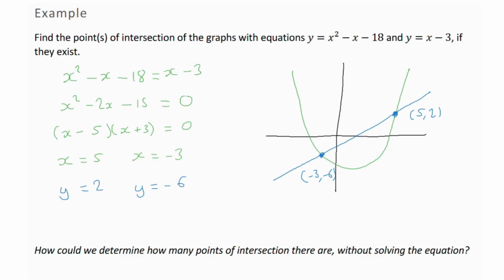Just having a think, how could we have determined how many points of intersection there are without solving the actual equation? Without going through this full process, could we have worked out how many solutions we were looking for, how many points of intersection there were going to be?